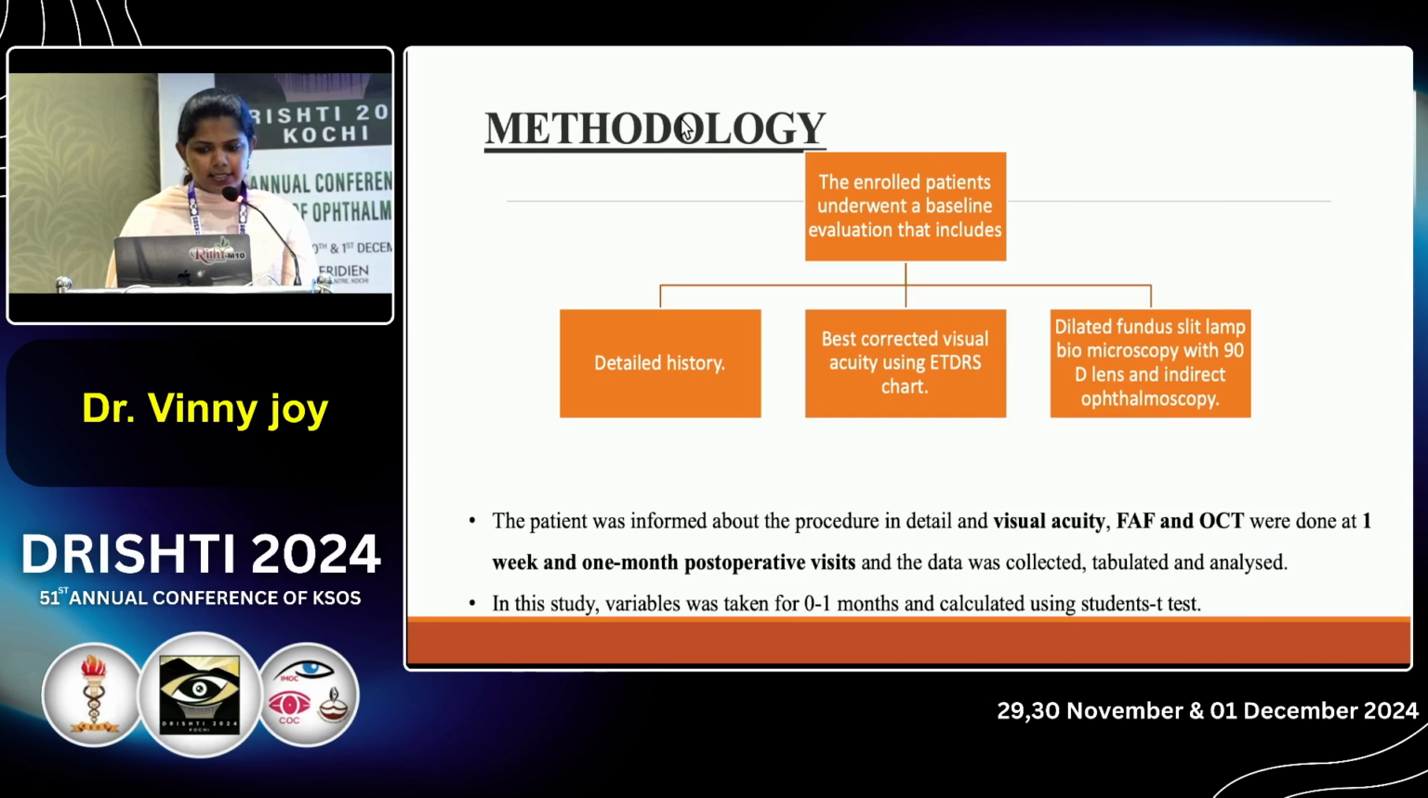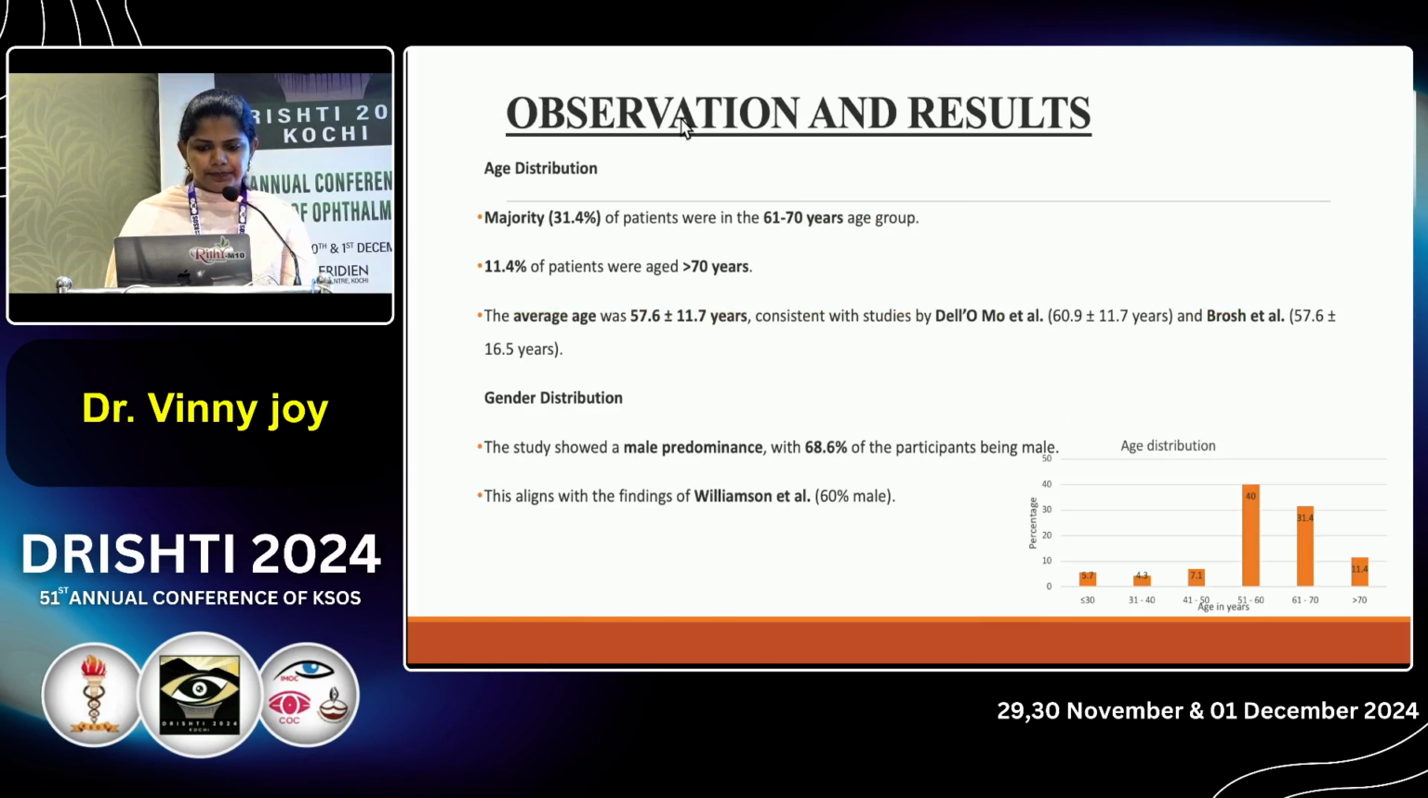using ETDRS chart, dilated fundus examination with 90-degree lens and indirect ophthalmoscopy. These patients were informed about the procedure in detail, and visual acuity, fundus autofluorescence and optical coherence tomography were done at 1 week and 1 month postoperative visits, and the data was collected, tabulated and analyzed. In this study, variables were taken for 0 to 1 month and were calculated using student t-test.